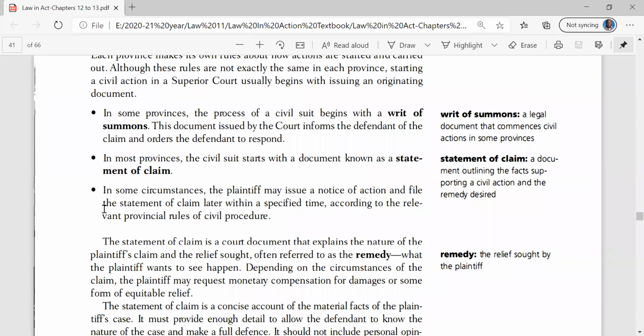So I kind of explain, I'm not going to go over it because again you can go into detail, but the slide tells you what's going on. So your summons is when you commence civil proceedings. Statement of claim is what you think is going to happen. Remedy is relief sought by the plaintiff, which means the plaintiff might say, I just want you to apologize. Well, no, I want some sort of compensation, right?